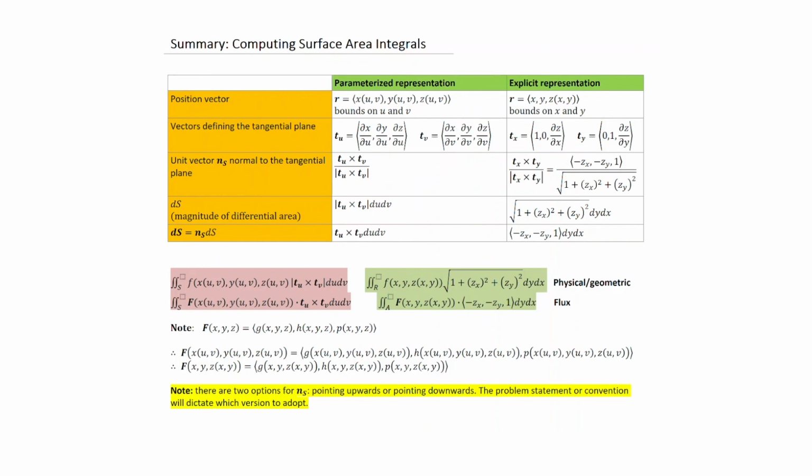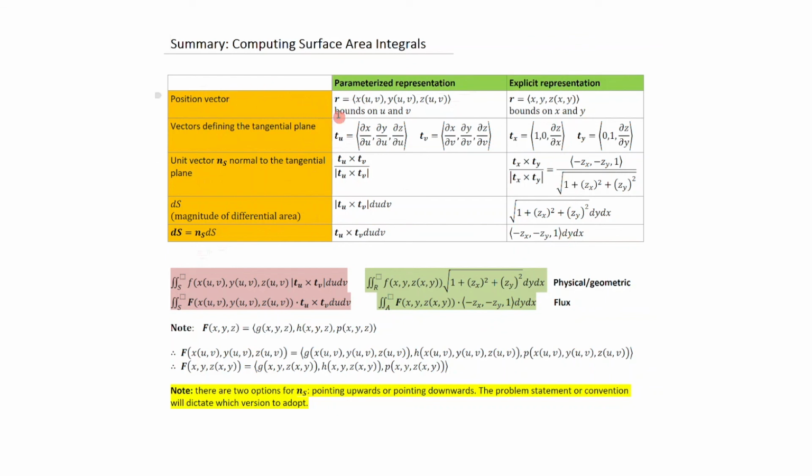Okay, and so the last slide now is just trying to group together all the equations that we have described over the period of this lecture and the previous lecture, in one common place. And so we have the starting point, which is a position vector, the vectors defining the tangent plane, the unit vector that's normal to the tangential plane, dS being the magnitude of the differential area, and dS being the differential area vector, which is the unit vector times the magnitude of the differential area. And so we had the parameterized representation, and I summarized them here. And we had the explicit representation, and I summarized them here.